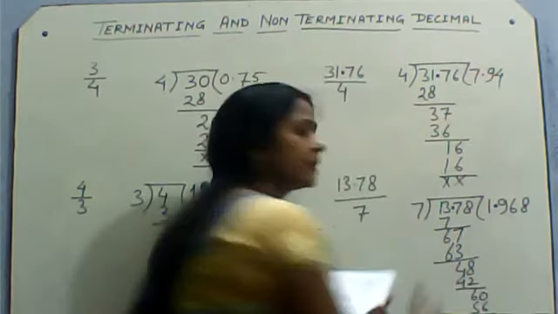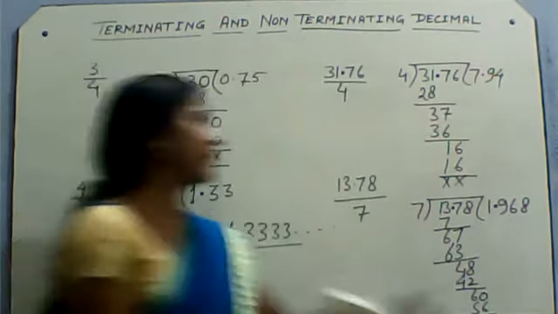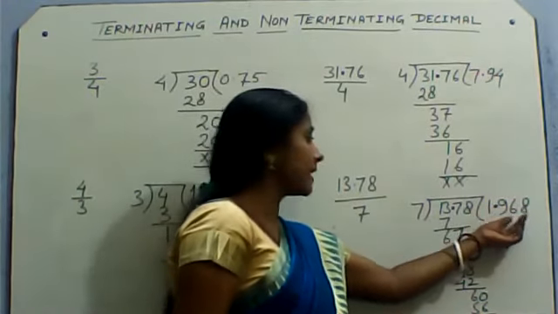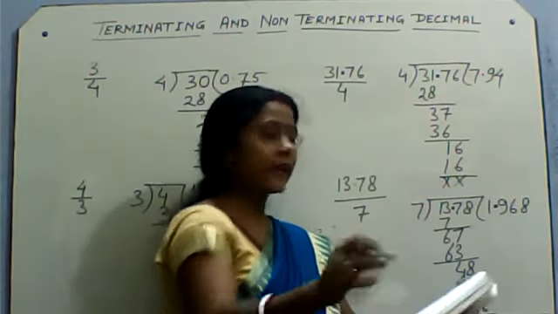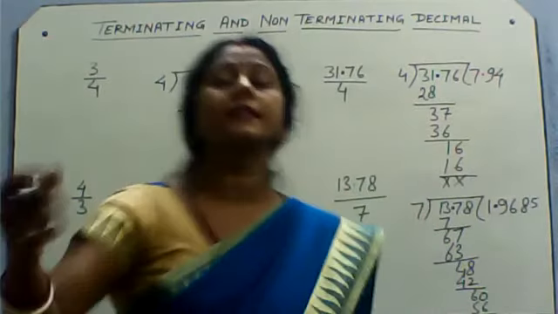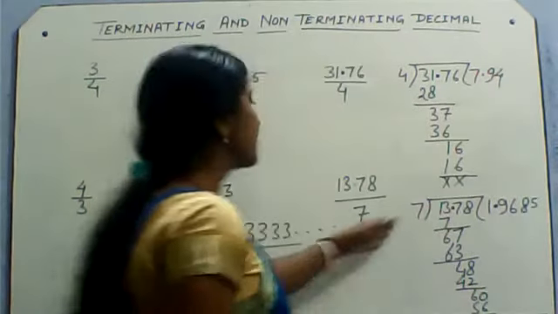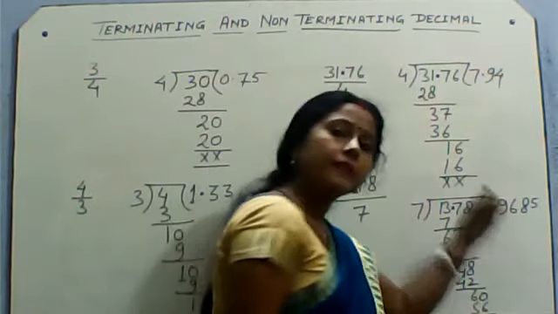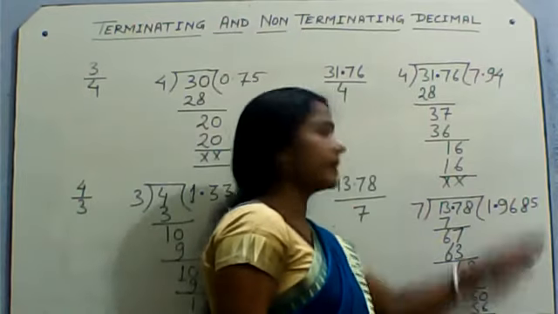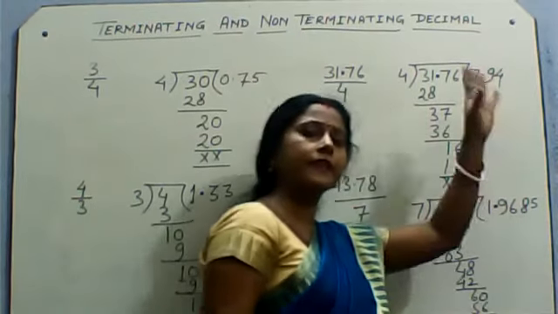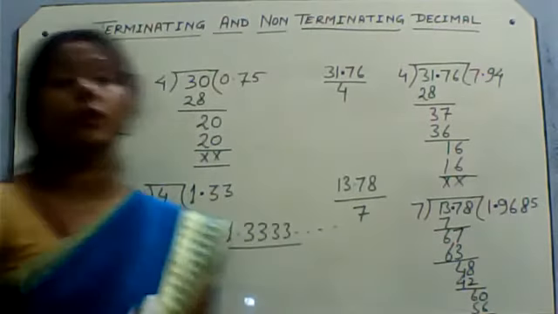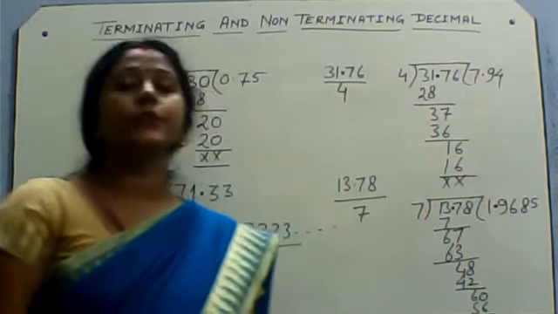If you divide it, remainders will come and come and come, and your numbers will come, and you see that 9, 6, 8, 5 is repeated. 9, 6, 8, 5, and again 9, 6, 8, 5. It is repeated. It means the remainder will come infinite times and you will divide infinite times. So this type of decimal we call a non-terminating decimal.